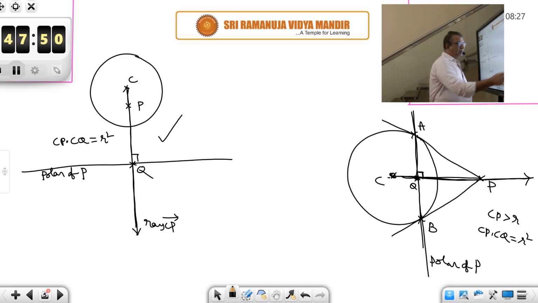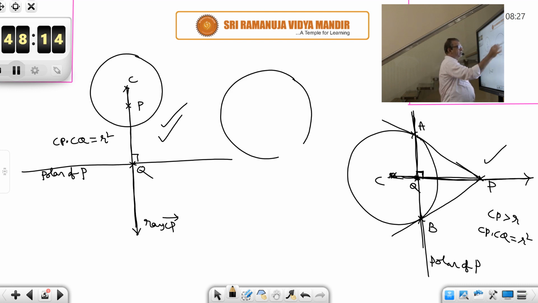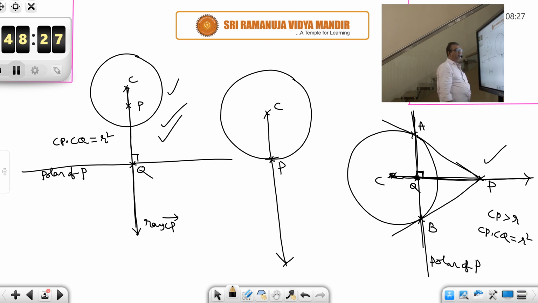Like this. So the chord of contact and the line CP, if they intersect at Q, then CP into CQ will be R square and the angle here will be 90 degrees only. So therefore, this construction of the polar of point P is true in this case also, even for points outside the circle. It is true for a point on the circle also. C is here, P is here, P is on the circle. What I have to do as per this construction? C, P I have to join and produce the ray, only one side.